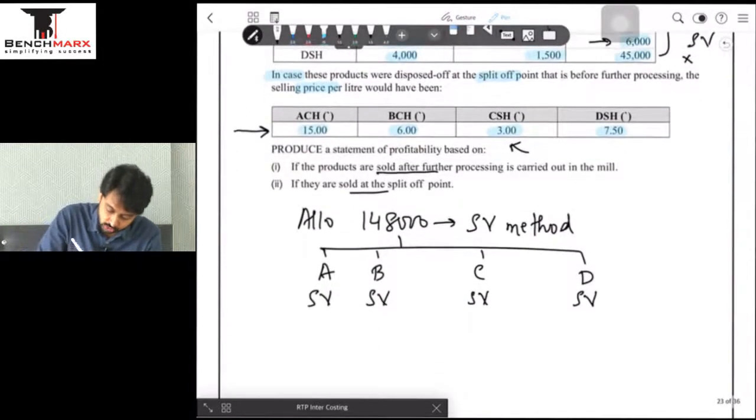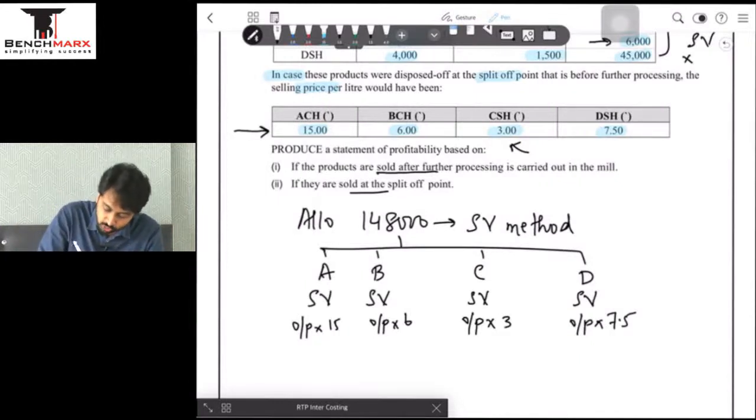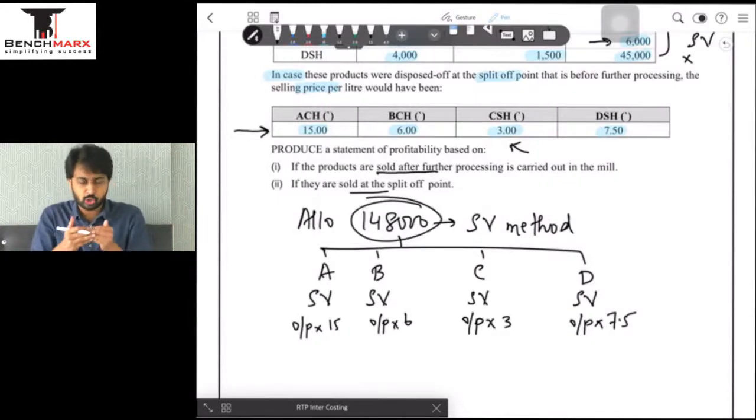So output into 15, output into 6, output into 3 and output into 7.5. These numbers that come out, we will use to allocate the common cost of 148. This 148 is the common cost.